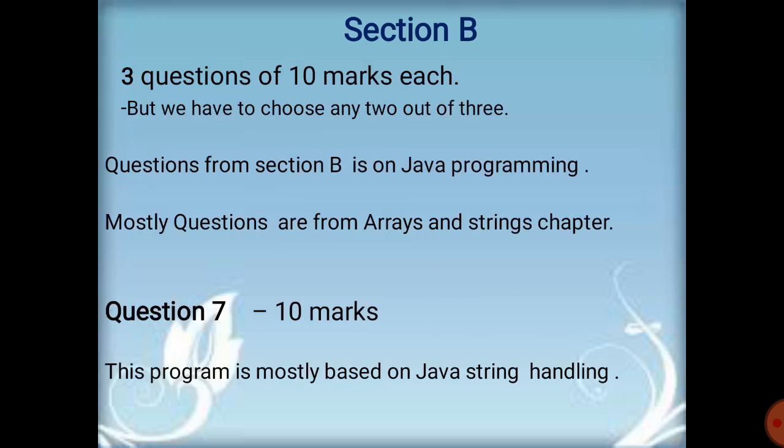Now come to section B. Section B also contains 3 questions of 10 marks each, but we have to choose any 2 out of these 3. Here all the questions are based on Java programs. So section B is the pure programming section. Questions of this section are from the array and string chapter of section B.